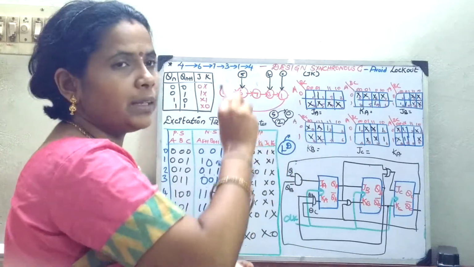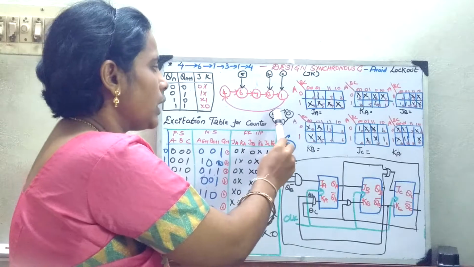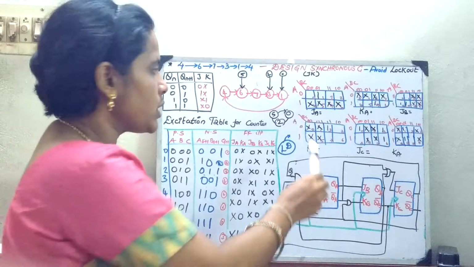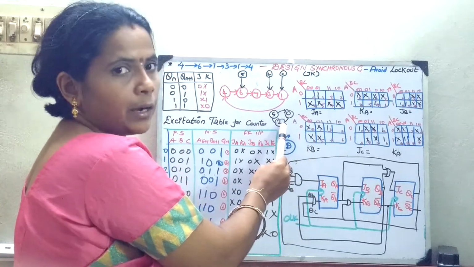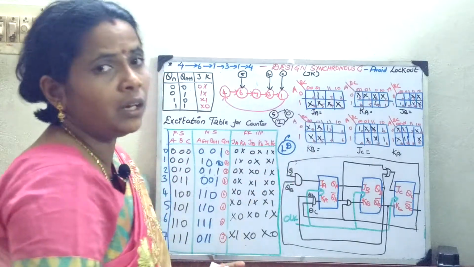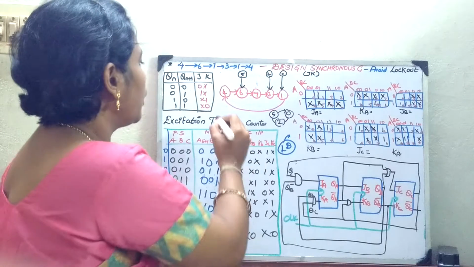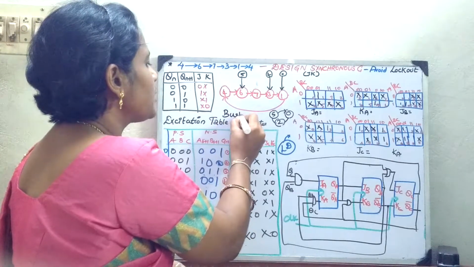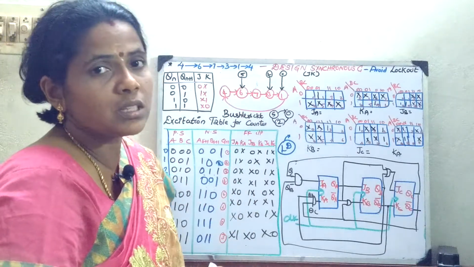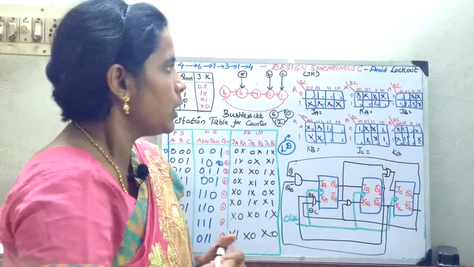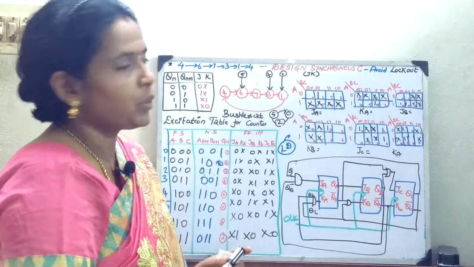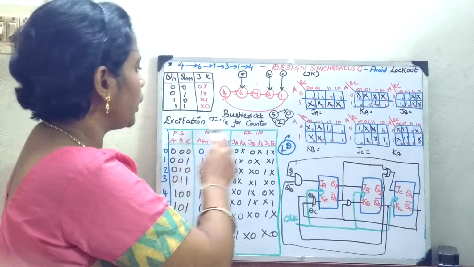If the unused states are combined, each one is an unused state, and again this state is going to reach an unused state, and then this state will again reach an unused state. This condition is called the lockout condition, and the counter is called a lockout circuit. This condition should not arise, because in the problem they have given that you have to avoid the lockout condition.